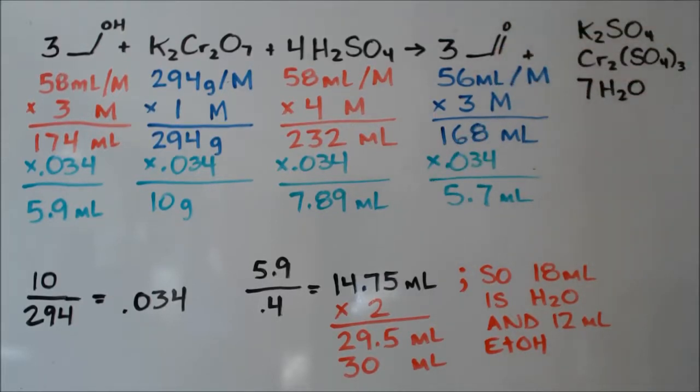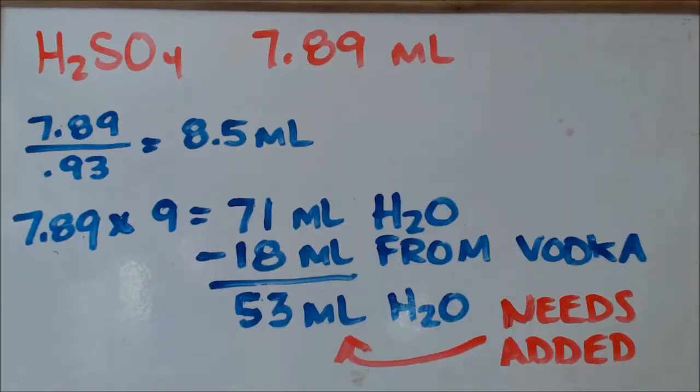If there's a whole bunch of ethanol floating around, the chromate has a better chance of hitting ethanol than it does ethanal, because if it hits the ethanal, once it's already oxidized, it'll oxidize it a second time to ethanoic acid or acetic acid. So I double it by 2. I get 29.5 milliliters. Might as well say 30. So that means 18 milliliters is water and 12 milliliters is ethanol.